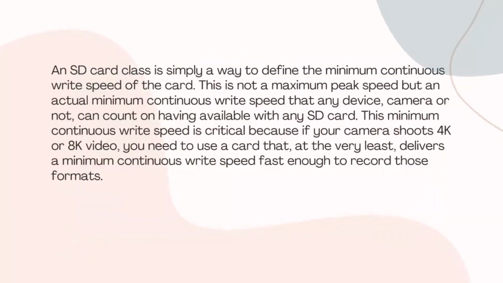An SD card class is simply a way to define the minimum continuous write speed of the card. This is not a maximum peak speed, but an actual minimum continuous write speed that any device, camera or not, can count on having available with any SD card. This minimum continuous write speed is critical because if your camera shoots 4K or 8K video, you need to use a card that at the very least delivers a minimum continuous write speed fast enough to record those formats.